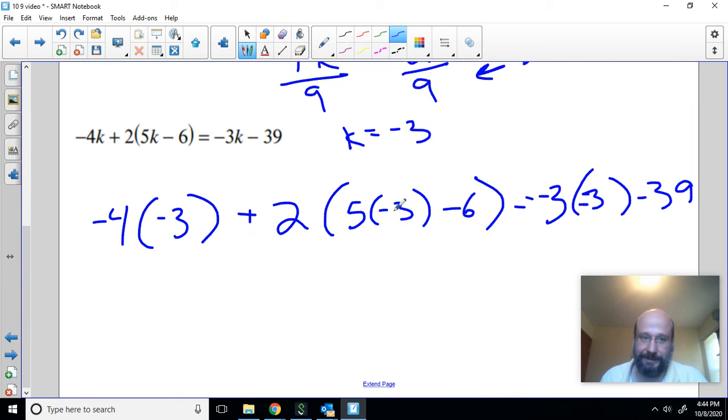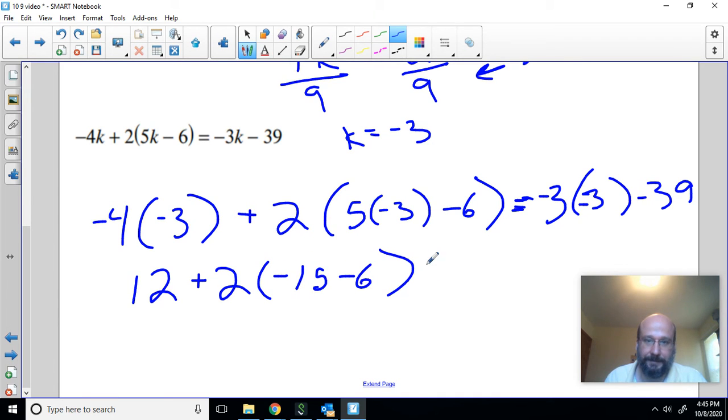Now I'm going to do this parentheses and this parentheses, right? Because I've got the equal sign here, I'm going to do this one too. Negative 4 times negative 3 is positive 12. 5 times negative 3 is negative 15. Negative 3 times negative 3 is positive 9. Right, so I did this and got 12, I did this and got negative 15, and I did this and got positive 9.